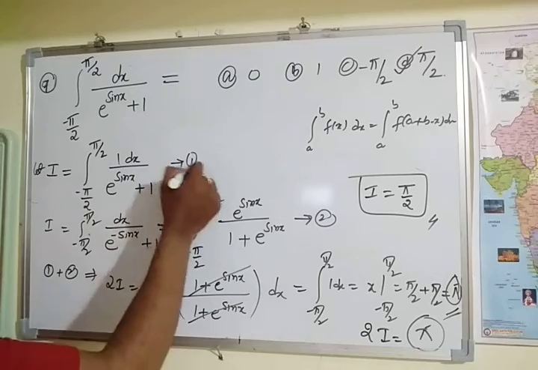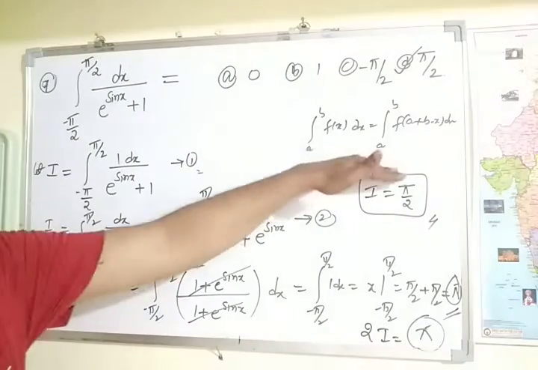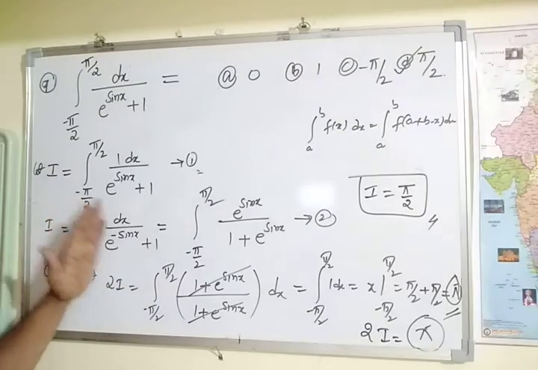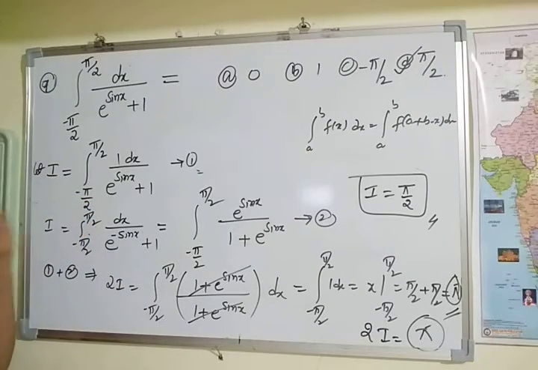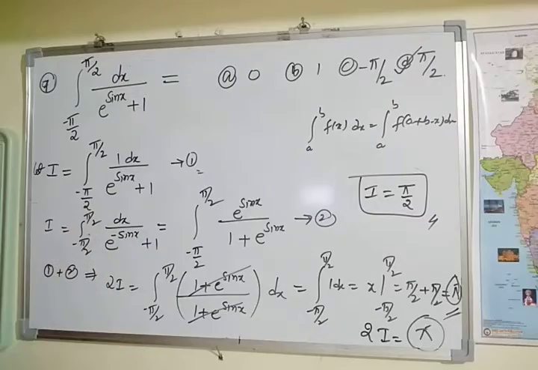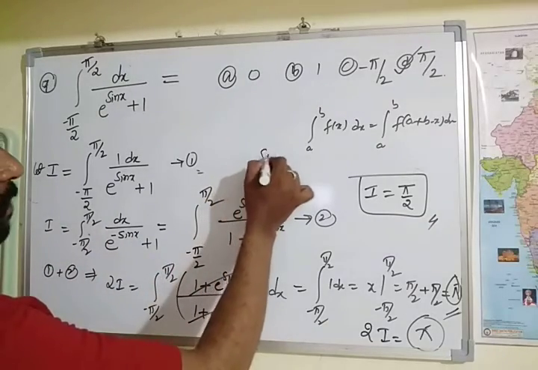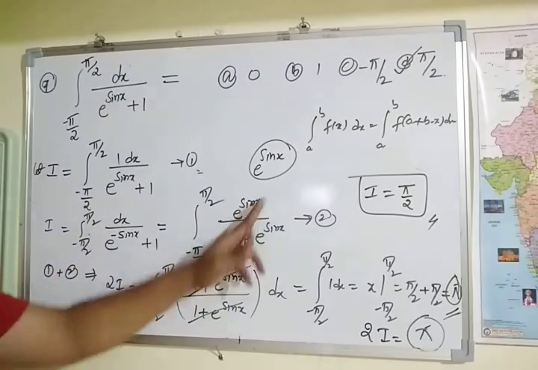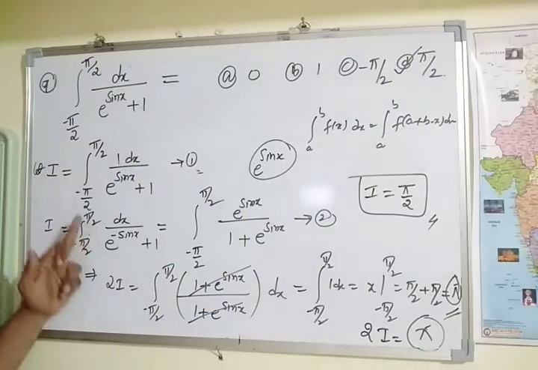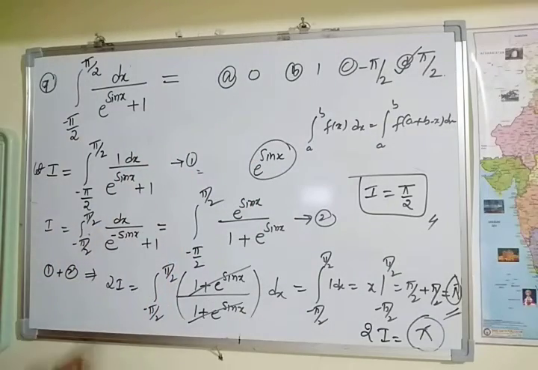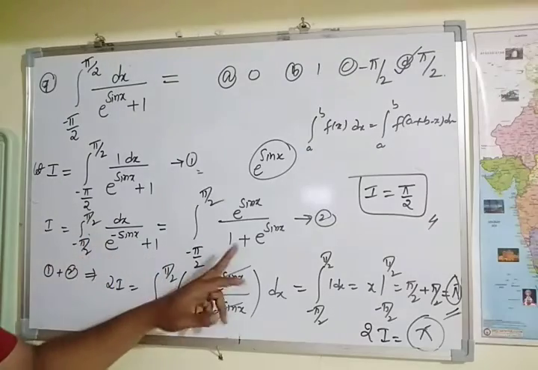Consider equation number 1. Then apply this property, we get this term minus sin x. Then we multiply both numerator and denominator by e to the power sin x. 1 into e to the power sin x is e to the power sin x. Denominator e to the power minus sin x into e to the power sin x. E to the power sin x plus sin x minus sin x gets cancelled. We get e to the power 0 is 1 plus e to the power sin x.